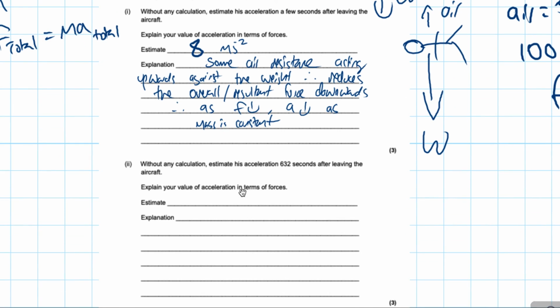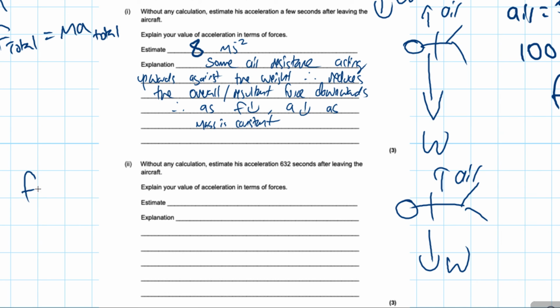Without any calculation, estimate the acceleration 632 seconds after leaving the aircraft. So here it's got a time, but it's quite a long time. So what we want to do is, eventually the skydiver will reach terminal velocity, and that's where the forces are balanced. So if the forces are balanced, F total equals 0, because that's when there's balanced force. Balanced force means that the total force acting on it is 0 because they cancel each other out, therefore a is equal to 0. So an estimate of 0 meters per second squared.